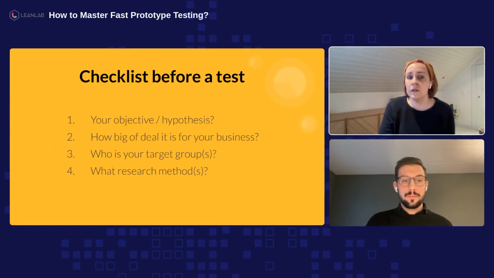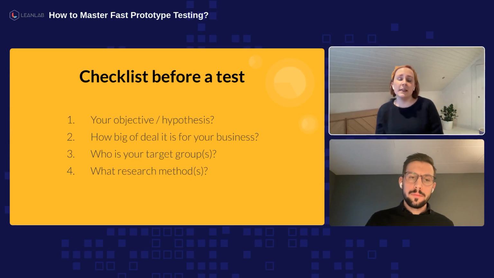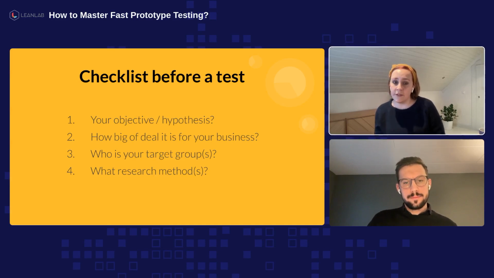So the first thing to remember is that even before we start a prototype test, we should go through the checklist before the test itself. What is our objective and hypothesis regarding the prototype? What is it that we're trying to achieve? What kind of assumptions do we have in terms of how users should interact with the prototype? But also, how big of a deal is what we're developing for the business?